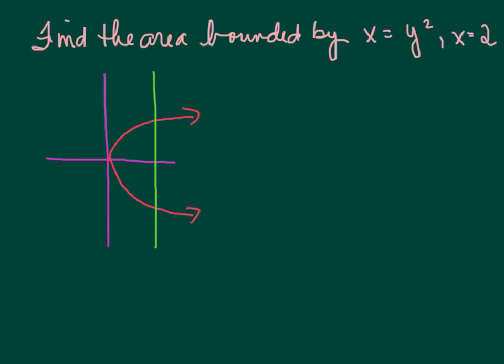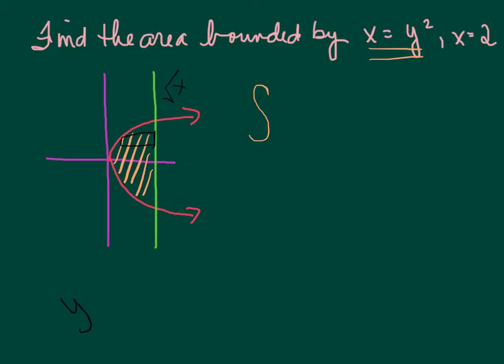Here's an example of one that's going to be a dy. This time we're going to take x equals y squared and x equals 2. So I've already sketched the graphs, and I'm going to find the area here. So I could set up my integral. Now, I want to draw my rectangles as a dy problem. I can actually do them as a dx. But if I do that, I'm going to have to solve this equation for y equals. And if I do, I'm going to get two different functions.